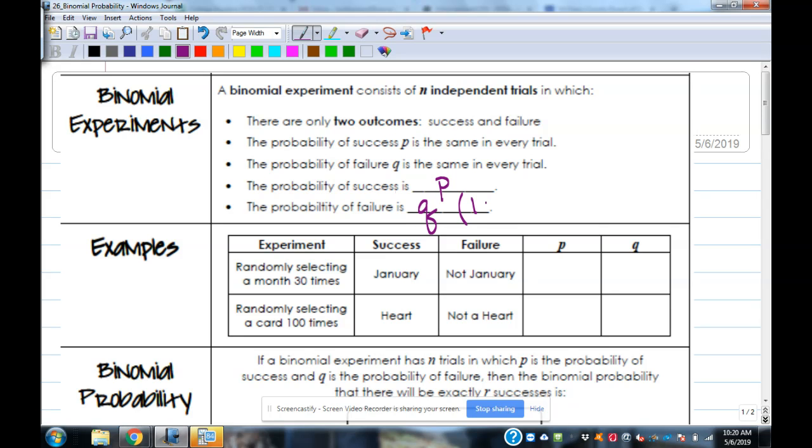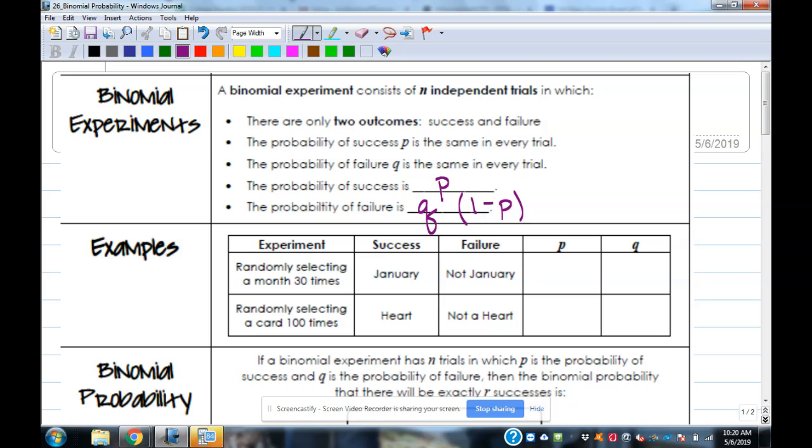We can find either by subtracting. To find the q, you could subtract probability of success from 1. Remember, success and failure added together for any probability type problems, all the probabilities should add up to be 1. So with binomial, if you have the probability of success, then you can get probability of failure. If they give you probability of failure, then you can get probability of success by just subtracting from 1. So that makes that pretty easy.